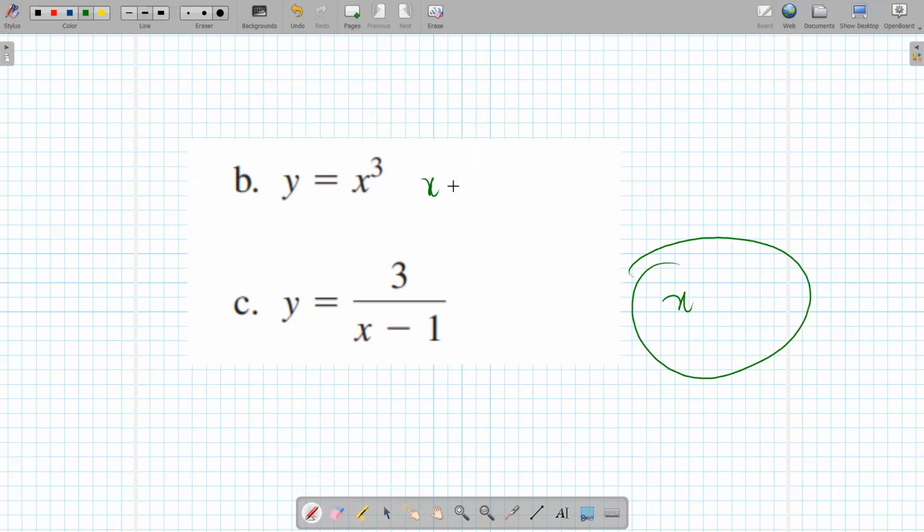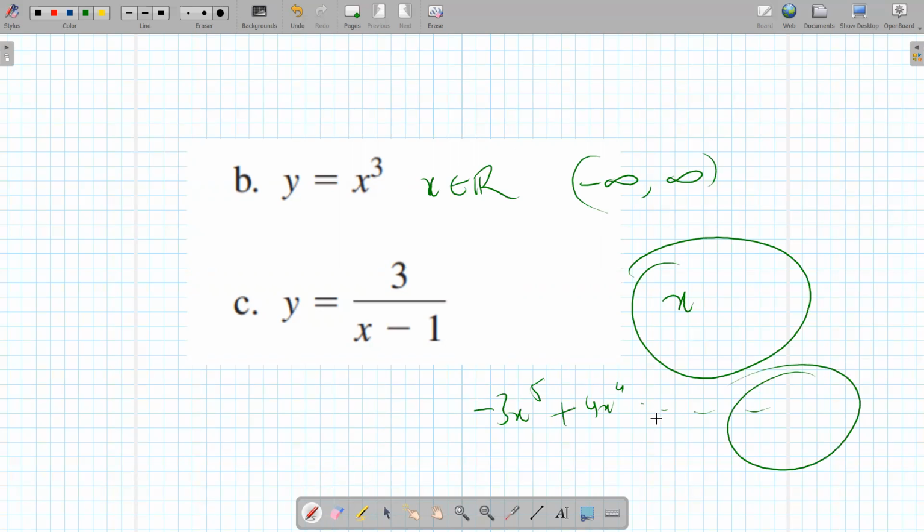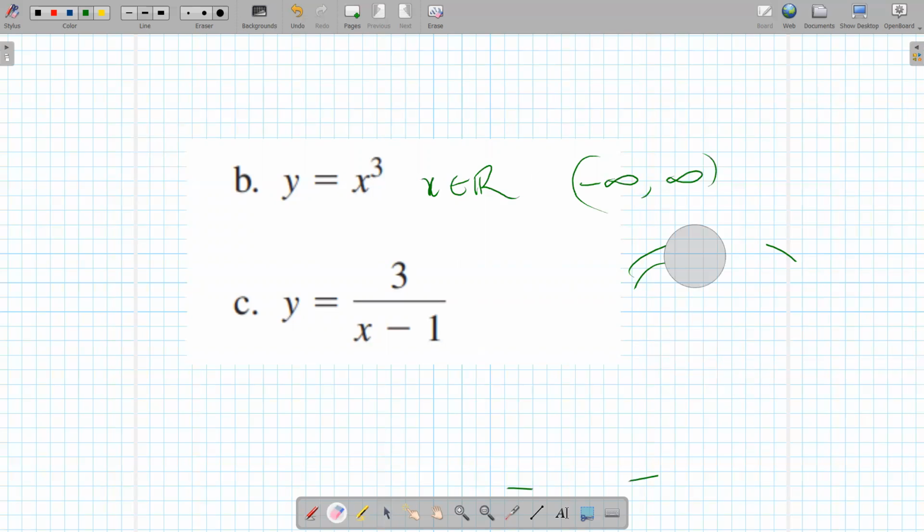There is no restriction. So you can say x is an element of the real numbers. It can be anything. In interval notation, it'll look like this. Because it's a polynomial, even if you had something like -3x^5 plus 4x^4, whatever, it doesn't matter what else comes here. Because this is a polynomial, the domain is x ∈ R. There's no restrictions.